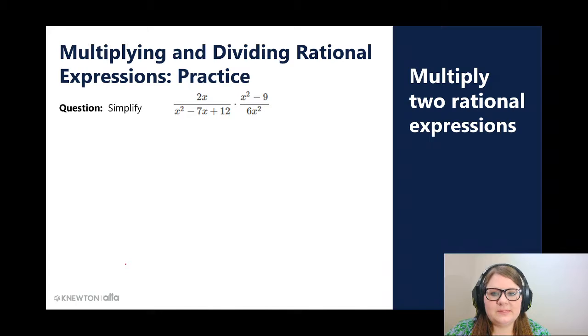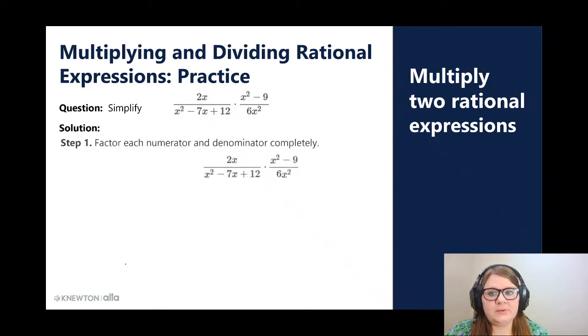So let's say we want to simplify 2x over x squared minus 7x plus 12 times x squared minus 9 over 6x squared. So what we're going to do is simplify this a little bit before we get too far, just to make it a little easier to do that multiply across. So in this case, I want to factor each piece that is factorable, and then I'm going to multiply across.